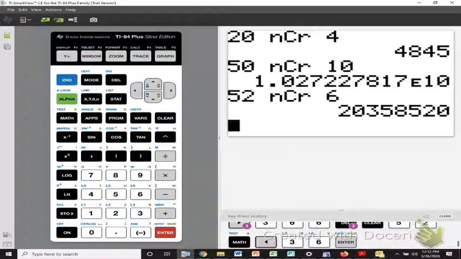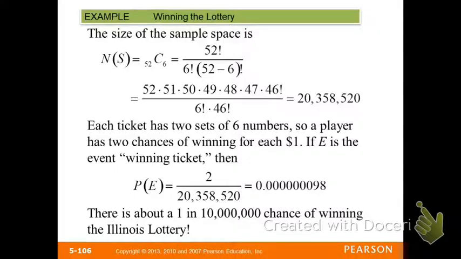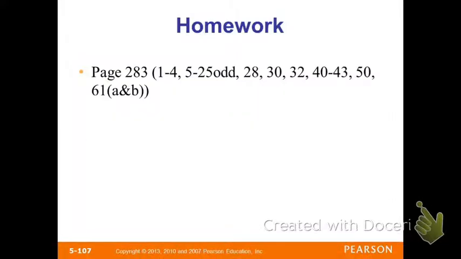So there's 20,358,520 possible ways that a winning lottery ticket can be chosen. And each dollar ticket gets you 2 tickets. So there's 2 possible winning outcomes out of 20,358,520. That's about a 1 in 10,000,000 chance of winning the Illinois lottery. So that's how you can use those counting techniques to do this.